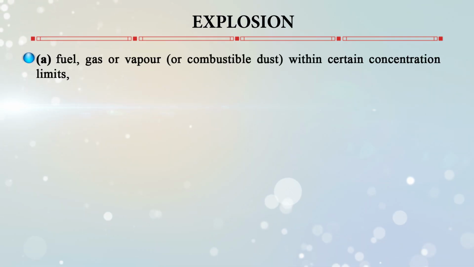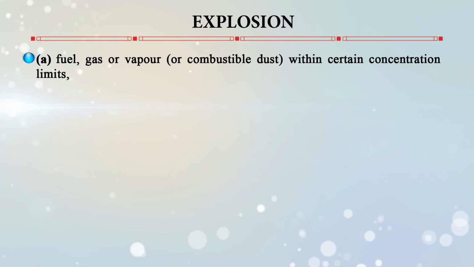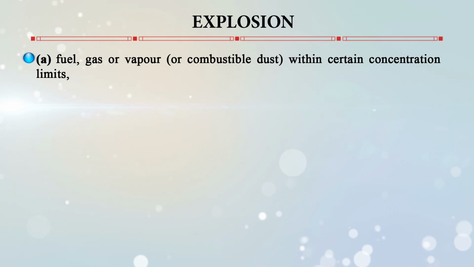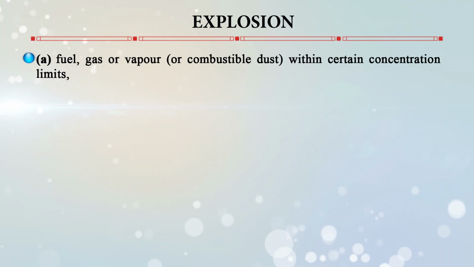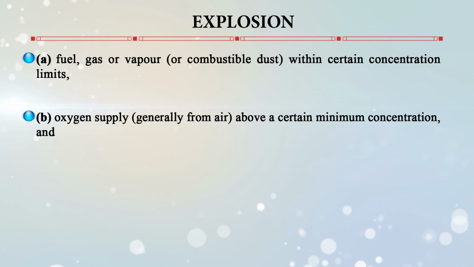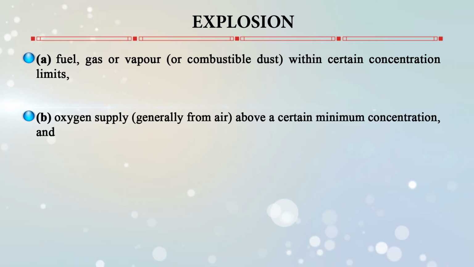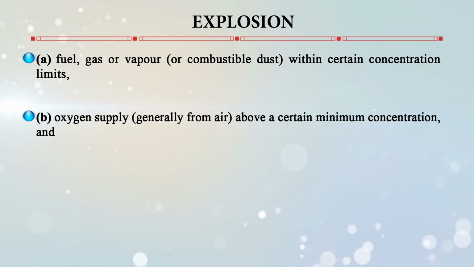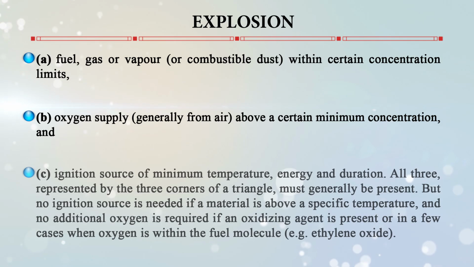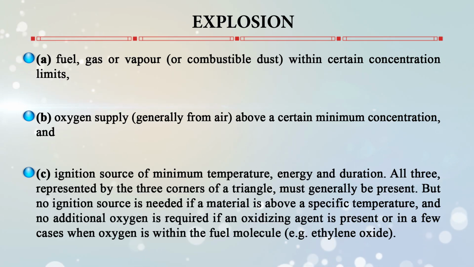Normally, flame propagation requires fuel, that is gas, vapor, or a combustible dust, within certain concentration limits. The second is oxygen supply, which is generally available from the air, also above a certain minimum concentration. And the third criterion is an ignition source of minimum temperature, energy, and duration.